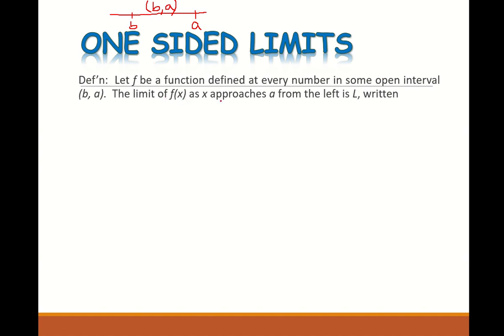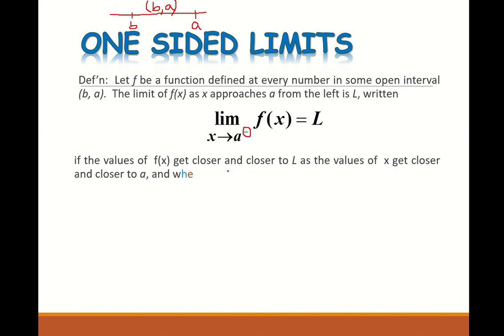The limit of f of x as x approaches a from the left is L, written as the limit of a function of x as x approaches a from the left. The sign here means from the left, equal to L. So the limit is equal to L. We are using values from the left going to a, and a is the number that the value of x approaches. If the values of f of x get closer and closer to L as the value of x gets closer and closer to a, when the values of x are less than a, that's the condition.